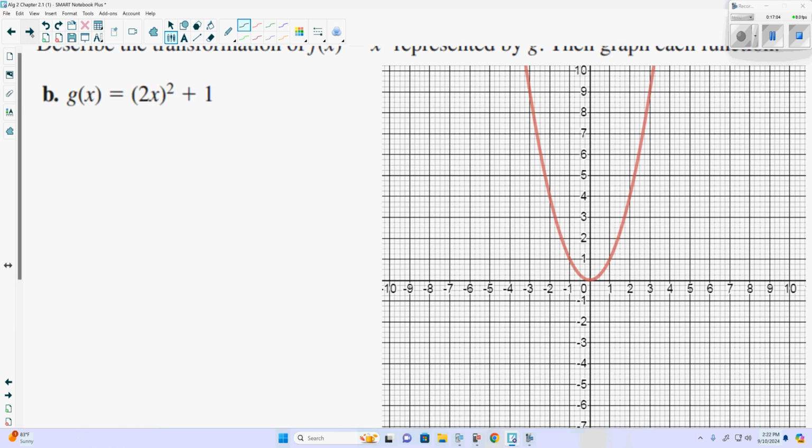We have two transformations here, yes? One of them's a little bit nicer to determine than the other. What's the +1, yes? What does the +1 tell us? Up 1. Let's list it first. Up 1. That's nice. Now the other one, we have that 2 being multiplied inside the parentheses, yes? That's telling us it's a horizontal stretch or shrink. That's what we know so far. Horizontal.